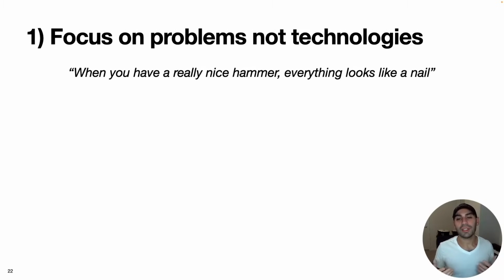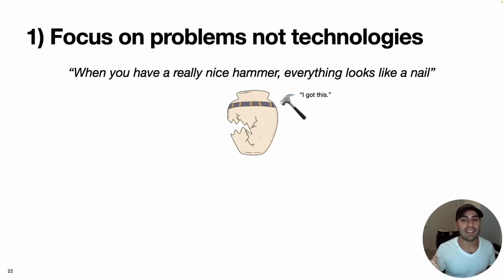So this brings up what in data science we might call the hammer problem, which is when you have a really nice hammer, everything looks like a nail. So let's say you have some problem in your business, something is broken. If you take a technology first approach, you might grab your hammer and say, I got this, which obviously is not going to solve the problem and is probably going to make things a lot worse.